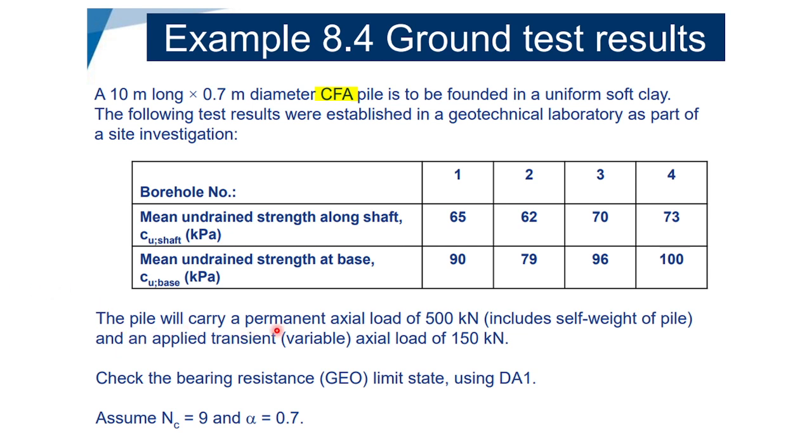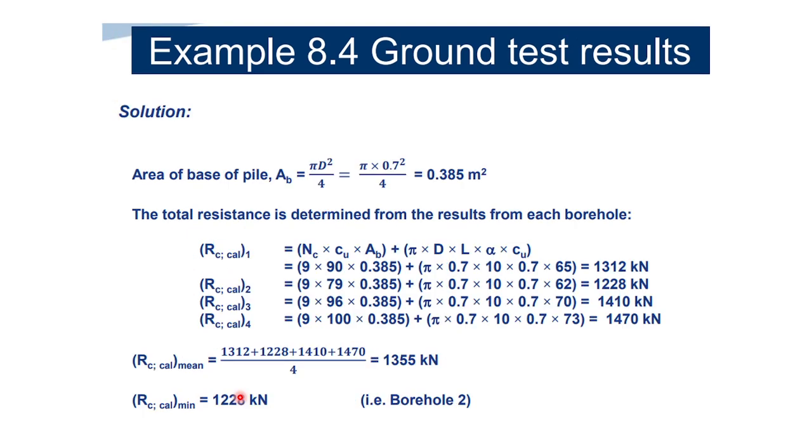Okay, so the pile will carry a permanent axial load, VG, which is 500 kilonewton, or dead load, which already includes the self weight. And then you also have here the applied transient, the variable load coming from the structure or maybe the building, which is 150 kilonewton. Now we're going to check the bearing resistance with reference to the GEO limit state using design approach 1. Take note that design approach 1 has 2 combinations. Alright, so Nc is equal to 9, and then the alpha is equal to 0.7.